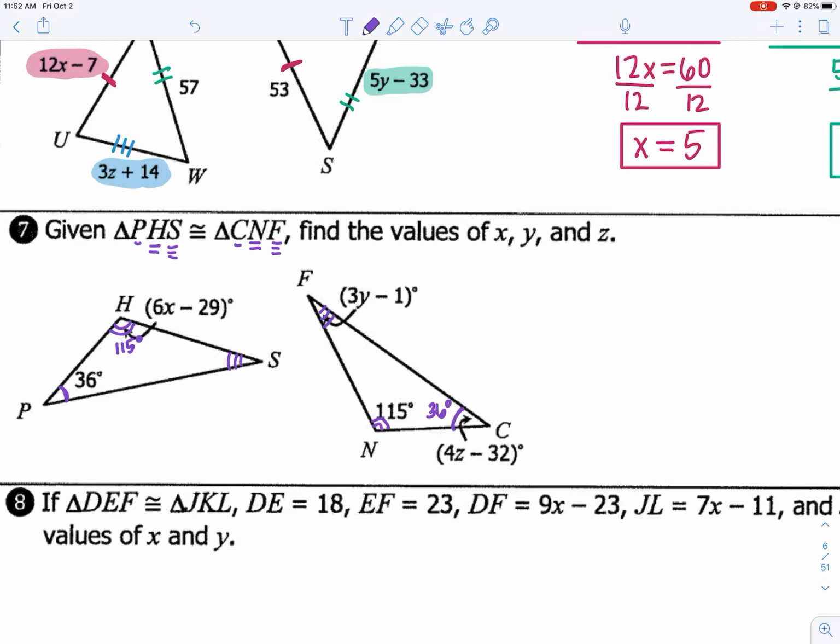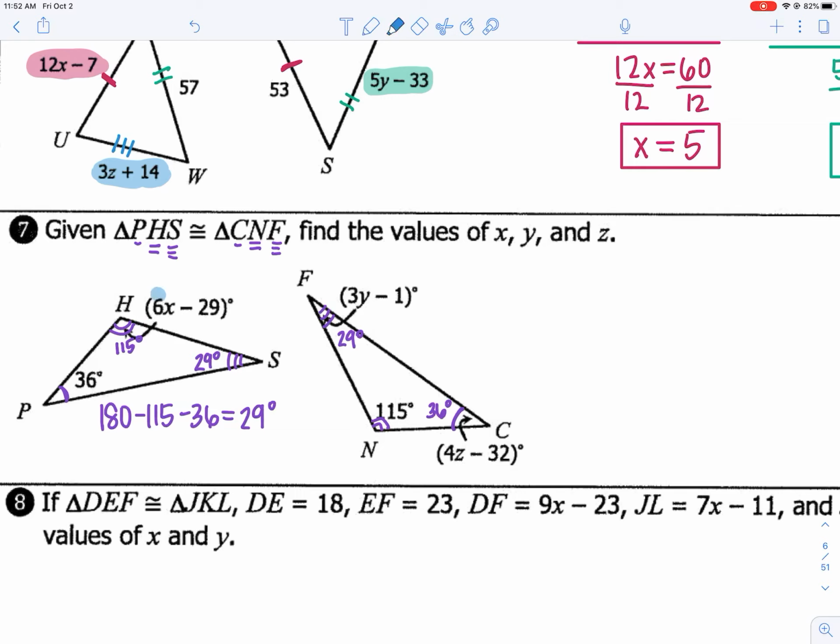And then we don't actually know an angle measure for S. So we can go ahead and find out what that angle measure is by doing 180 minus 115 minus 36. And when you put that in the calculator, that will give you 29 degrees. So angle S is 29, so angle F is 29. So now I have everything marked, and now I can go about solving the problems for x, y, and z.